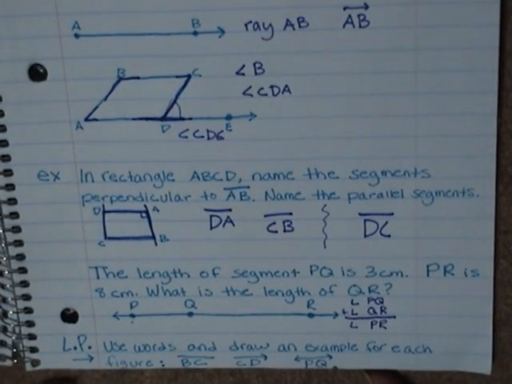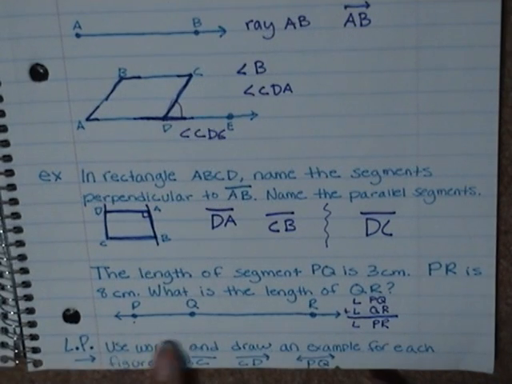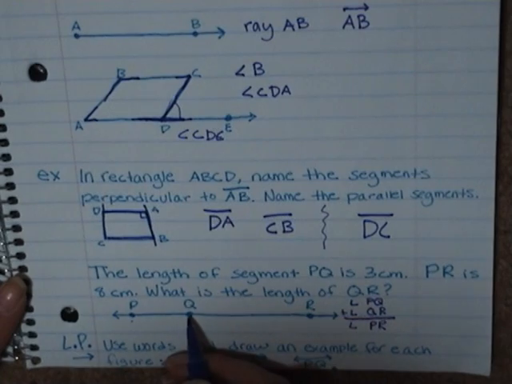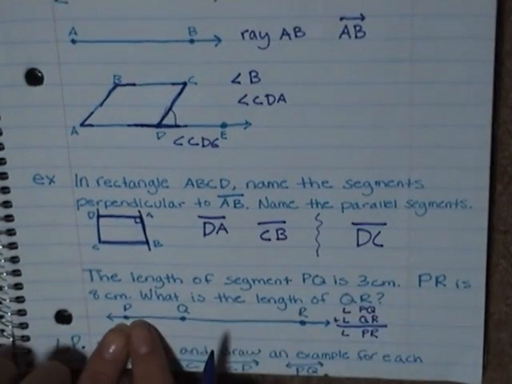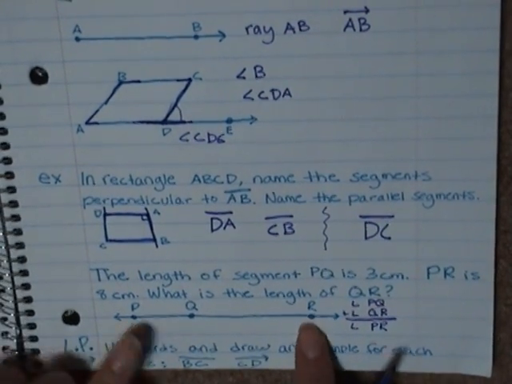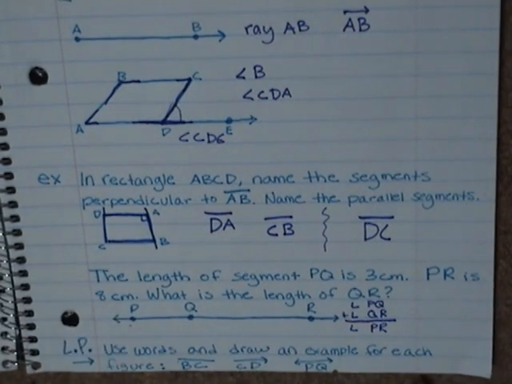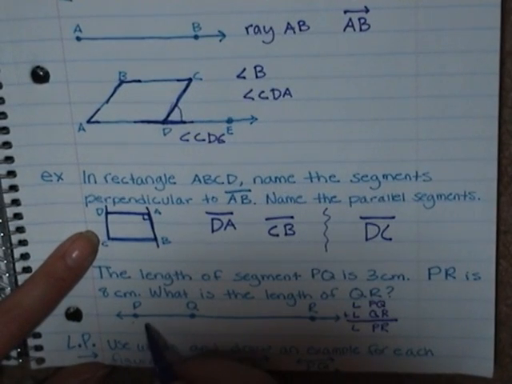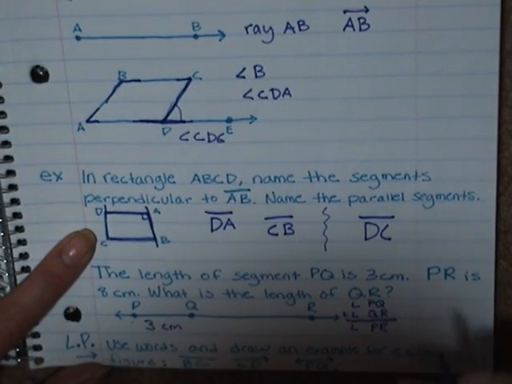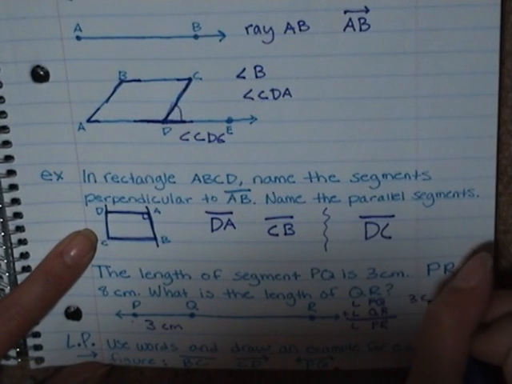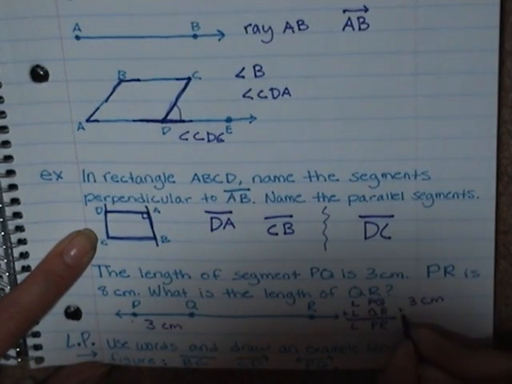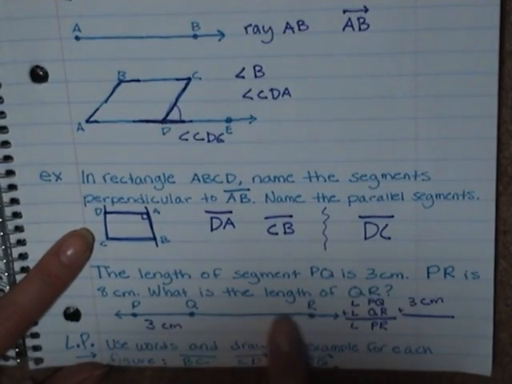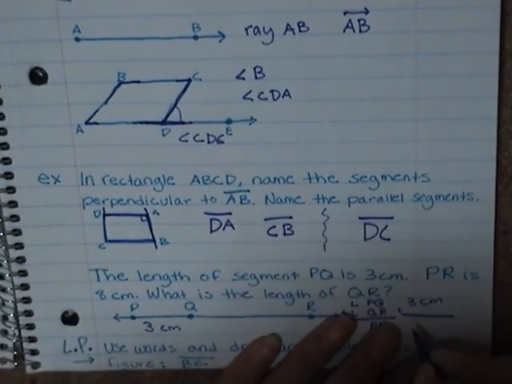And now let me show you what that looks like on our line. So the length of PQ right here, here to here, plus the length of QR gives us this whole entire length. So this is kind of the formula, and I'm going to plug in the numbers that I know. So I know the length of PQ, because it tells me right here, is 3 centimeters. So I'm going to go ahead and put that right here, 3 centimeters. And PR is 8 centimeters. PR. So this whole thing is 8 centimeters.